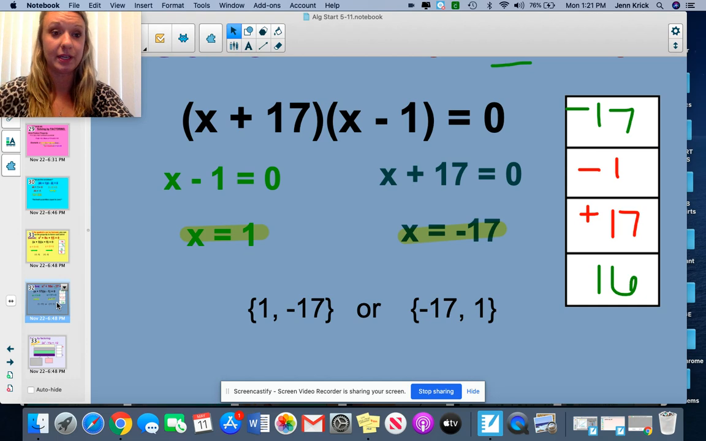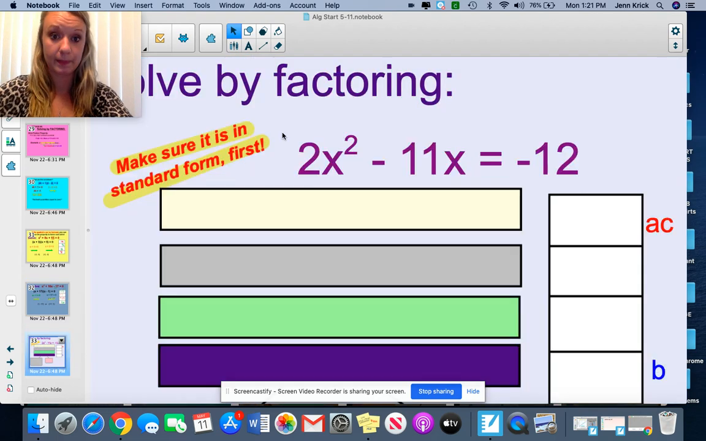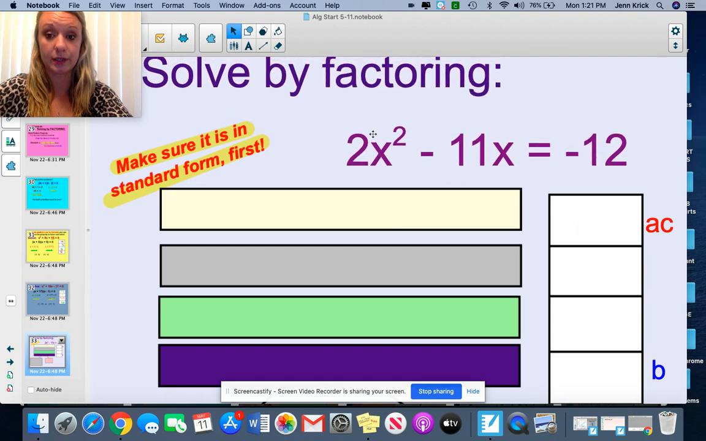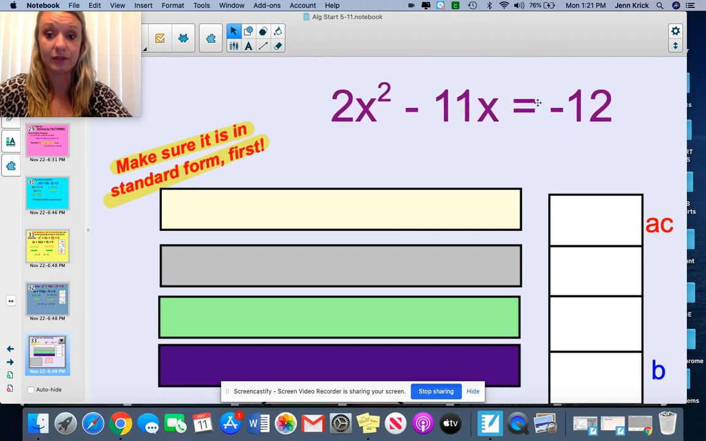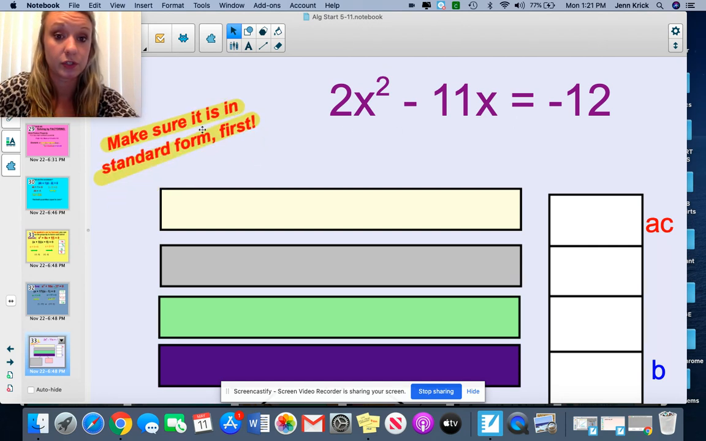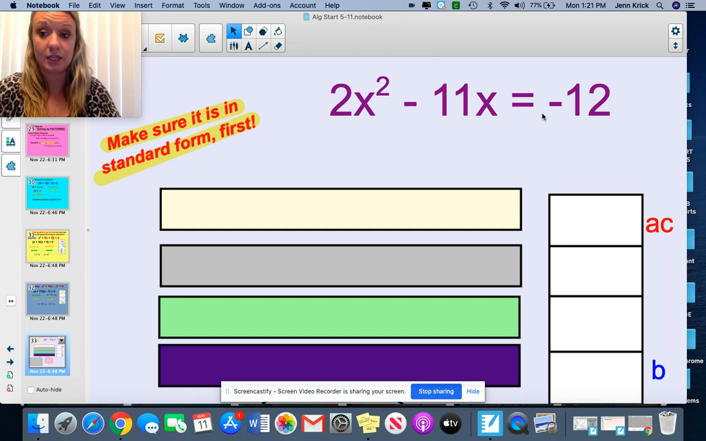Okay, let's do one example for when you're given a quadratic equation and you're going to factor it, but your leading coefficient is greater than 1. So if I ask you to solve this by factoring, you've got 2x squared minus 11x equals negative 12. The first thing you need to notice is that this isn't set equal to 0 right now, and that's a problem. It has to be set equal to 0. That's why I gave you this little reminder to make sure it's in standard form first. To put it into standard form, we want 0 over here.